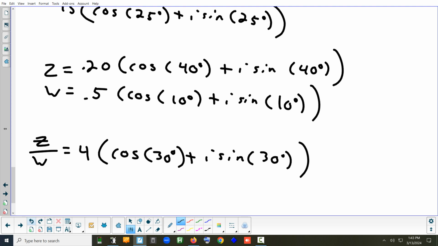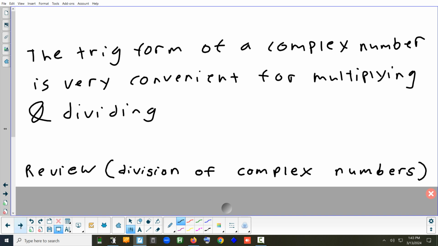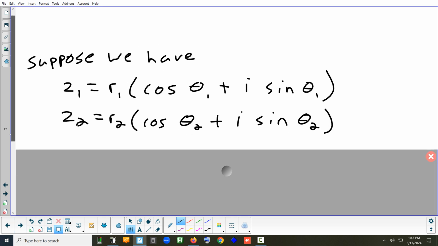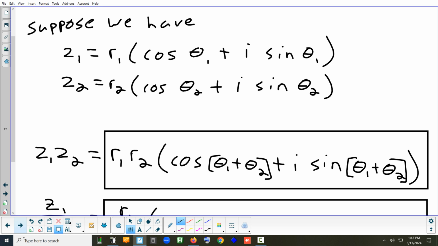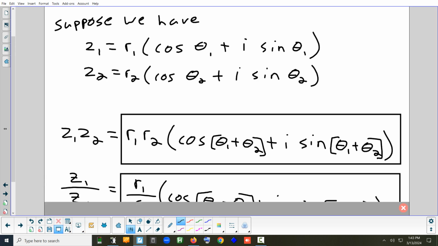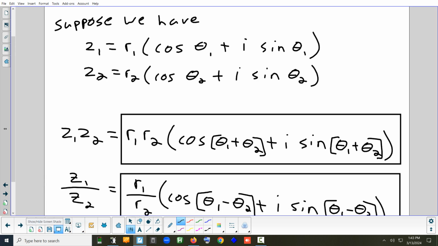I'll write that down in a nice formula. So if you have two things and you want to multiply them together, take the two numbers in front, multiply them. Take the two angles that they give you, add them. If you want to divide, take the two radii they give you and divide them. Take the two angles they give you and subtract them.